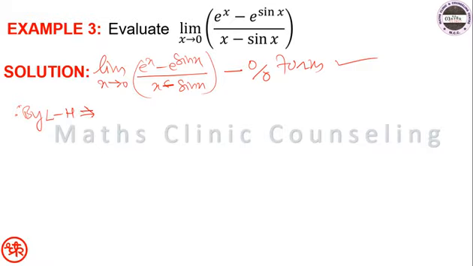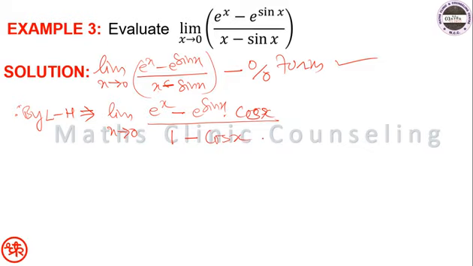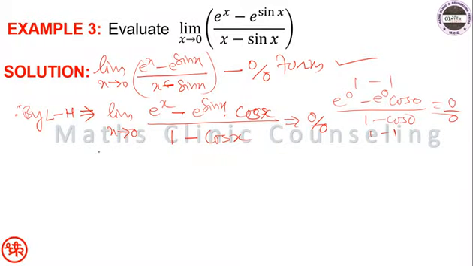L'Hospital rule. Okay, so you will get limit x tends to 0, derivative of numerator: derivative of e to the power x is e to the power x, minus derivative of e to the power sin x is e to the power sin x into derivative of sin x, which is cos x, divided by derivative of x is 1 minus derivative of sin x is cos x. Again you check here, e to the power 0 minus e to the power 0 cos 0, upon 1 minus cos 0. So it is 1 minus 1 upon 1 minus 1, that is 0 by 0. So this form is 0 by 0.